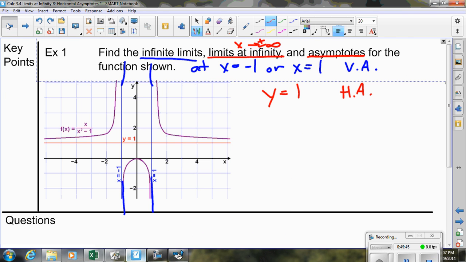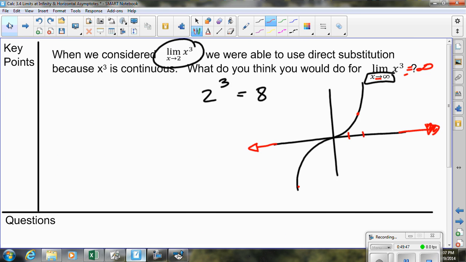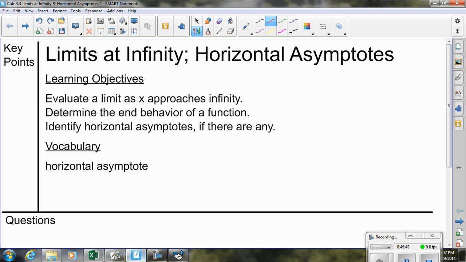Please note our learning objectives. Evaluate a limit as it approaches positive or negative infinity. That's used to determine the end behavior. And depending on if this end behavior turns out to be a finite number, that can also give you your horizontal asymptotes.